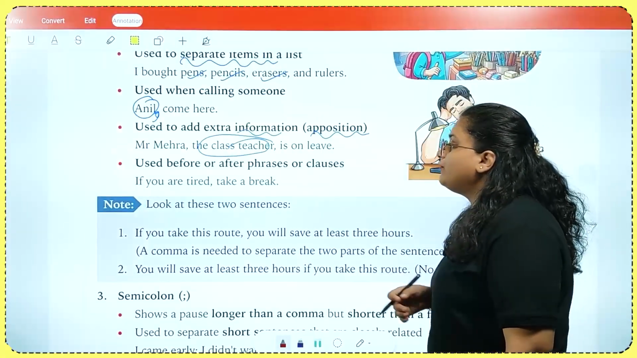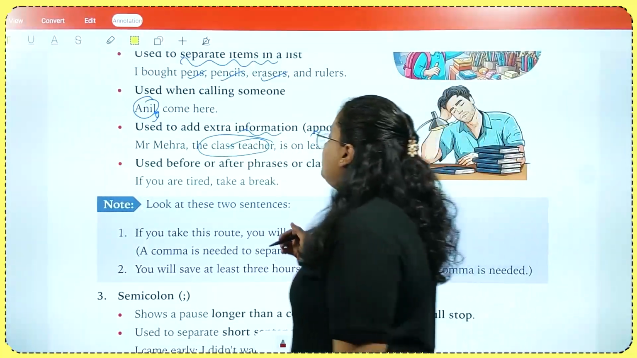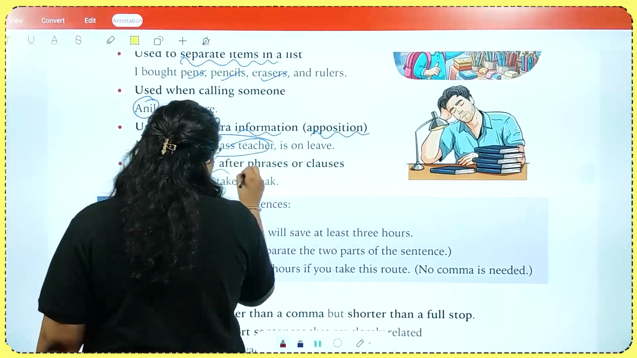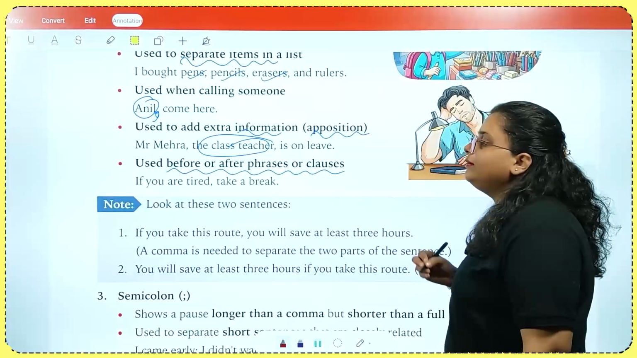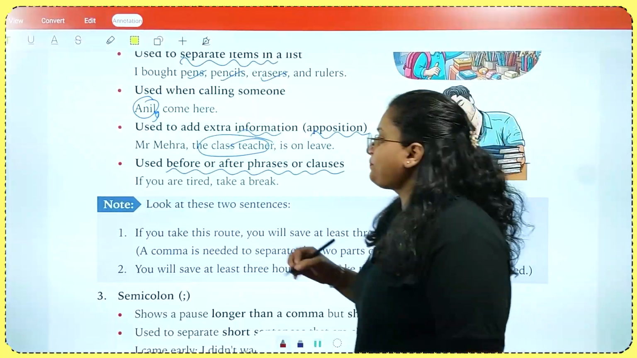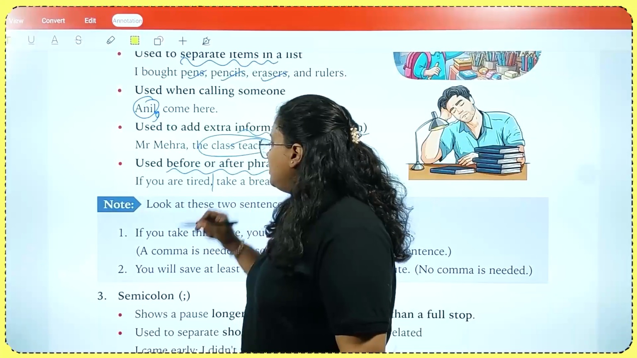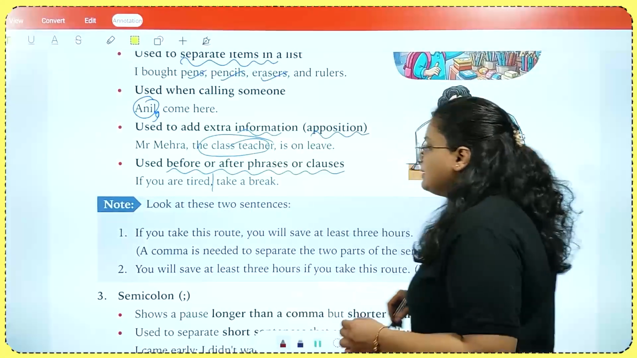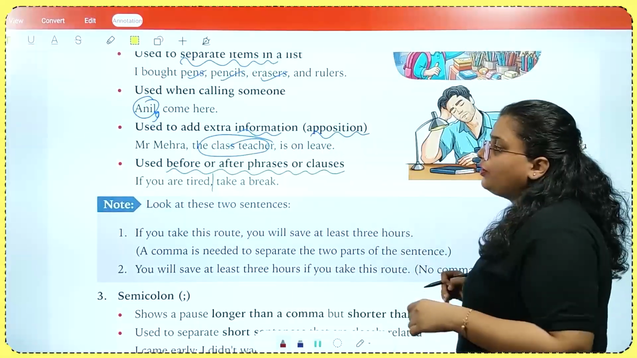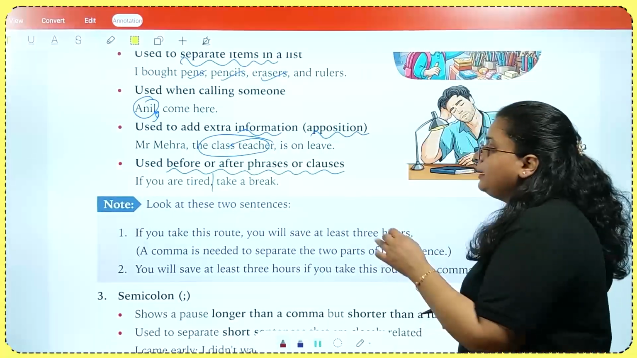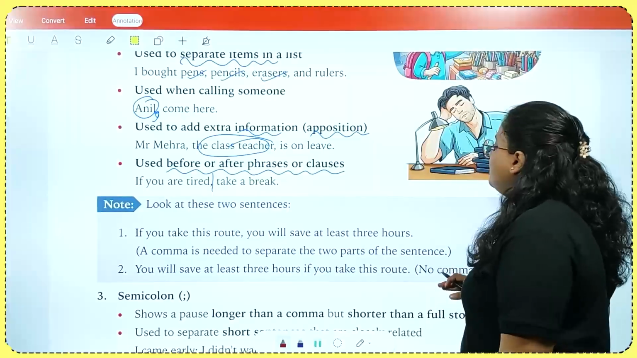Used before or after phrases or clause. कोई भी phrase और clause के पहले या बाद में. You are tired, take a break. ठीक है. You are tired, it is a phrase. Take a break is another phrase. So these are both joined or there is a pause between them and that pause is brought by the comma.